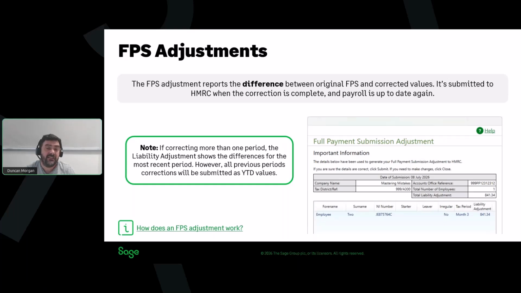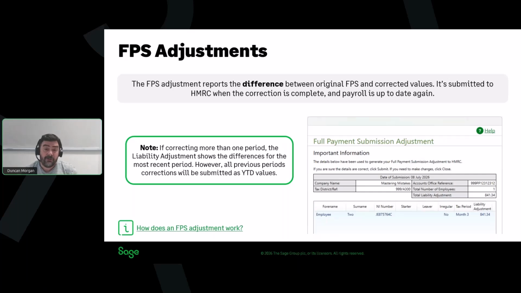Now, if you've gone back more than one period, say you've made a correction to a historical period, you won't see the details of the liability adjustment for that period, but it will contain corrected year-to-date values. So you would still send this once your reprocessing is complete to inform HMRC.